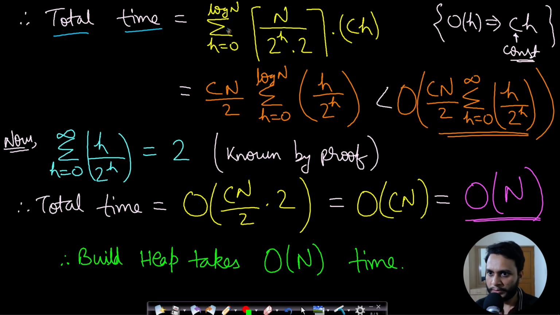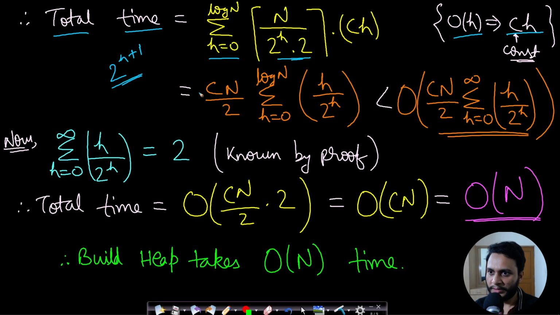Total time equals the summation of h equals 0 to log n of n by 2 to the power h into 2 into ch. This was written earlier as 2 to the power h plus 1, and we can write it as 2 to the power h into 2. And order of h can be written as ch, where c is a constant.